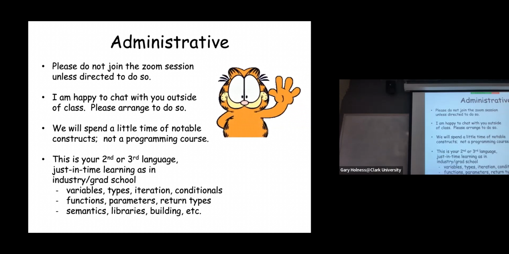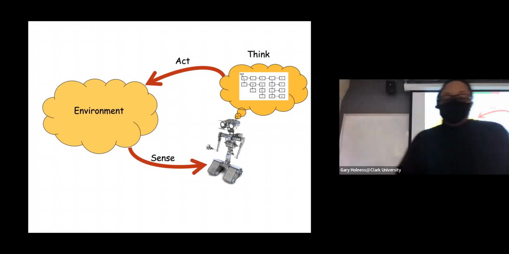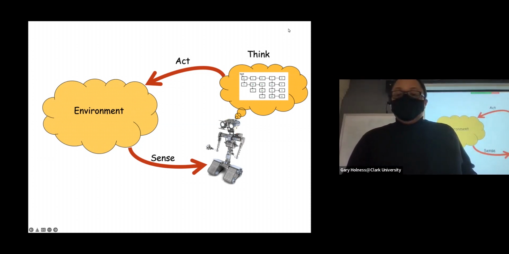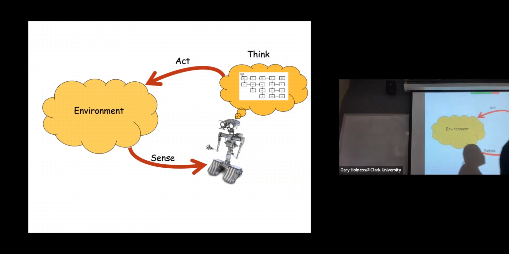No questions? Okay. So when we last left off, we talked about the so-called sense, think, act cycle, and we used that as a motivation to talk about what is an IoT system. And we said we have an embodied, situated agent, and so it has a physical presence, and that physical presence is in the environment. So it's participating in the environment. It's not just casually observing it from afar.